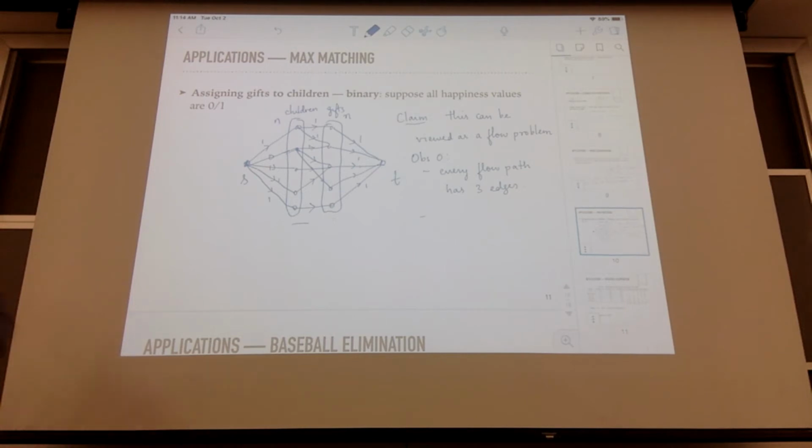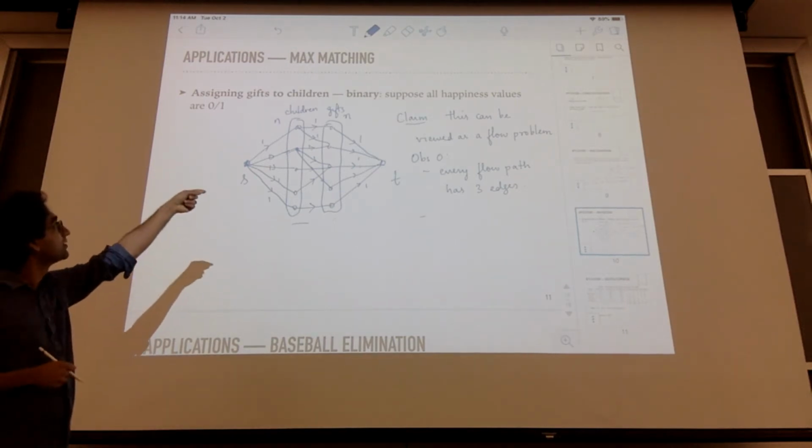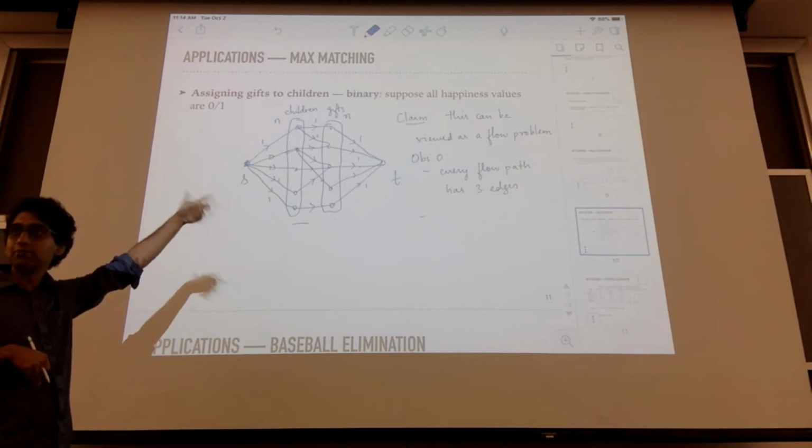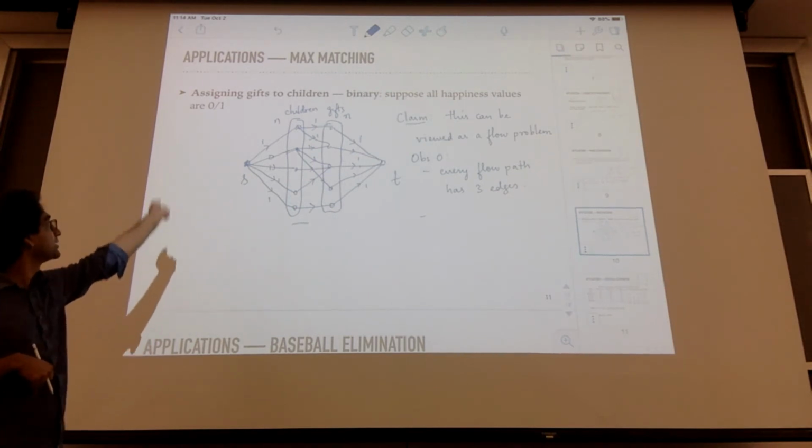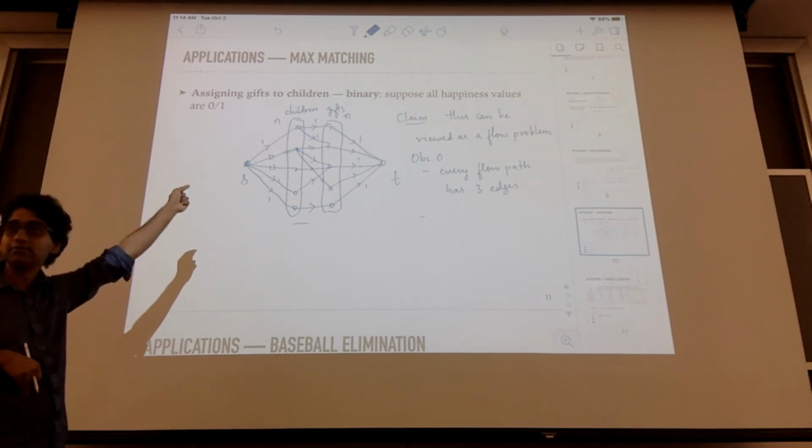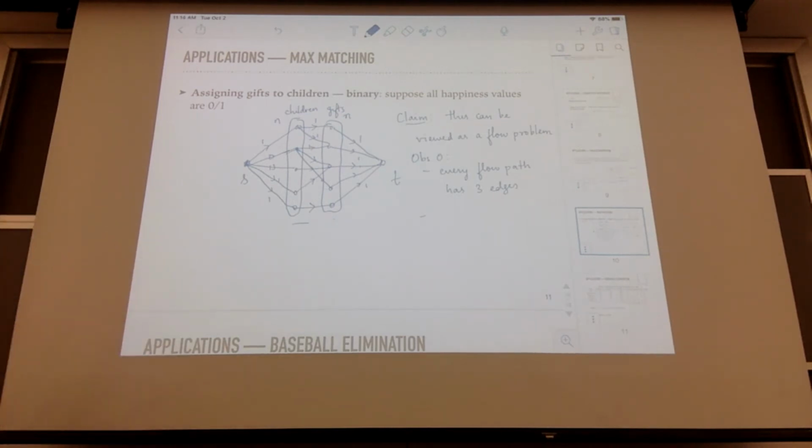And the second thing is what he said. Through every child, there can be at most 1 flow path, because there's a capacity of 1 that goes into that child. And you can use the same reasoning for the gift as well: a gift is only involved in at most 1 flow path.